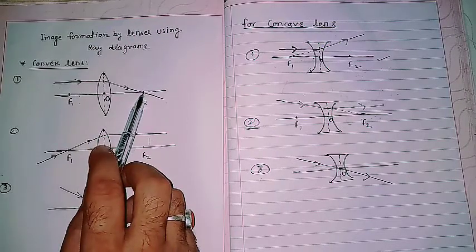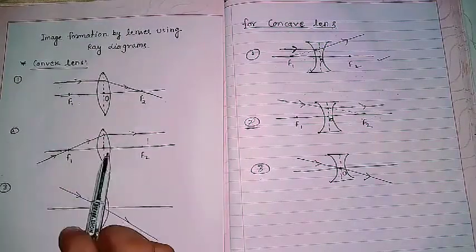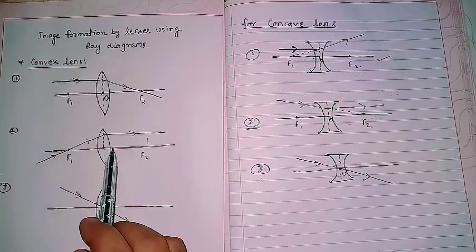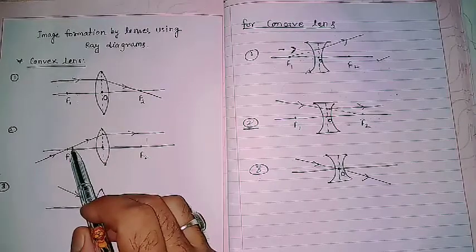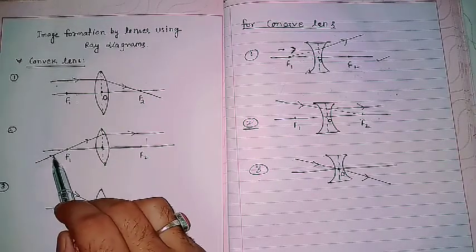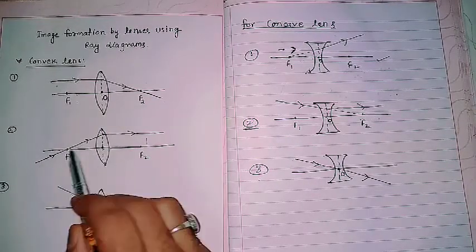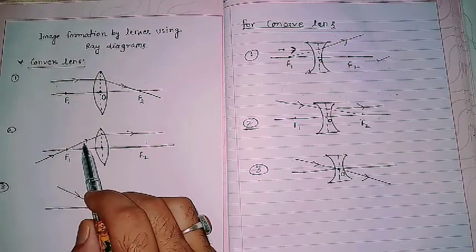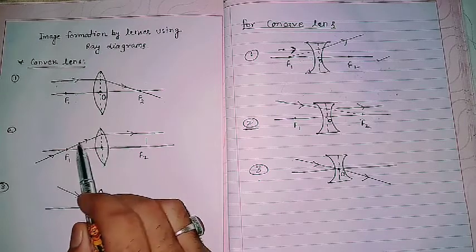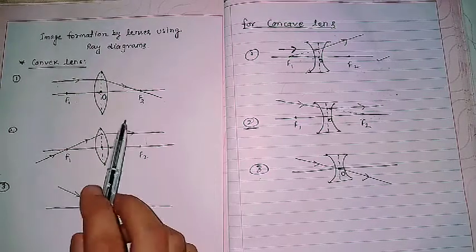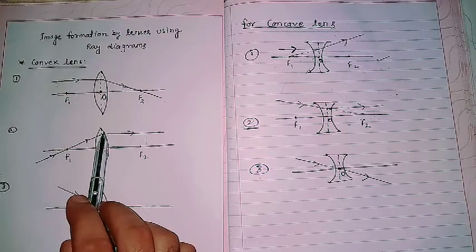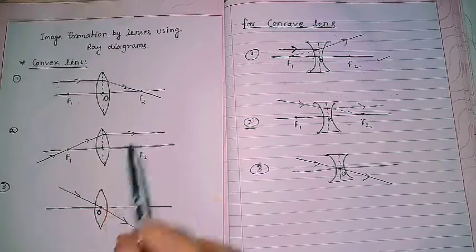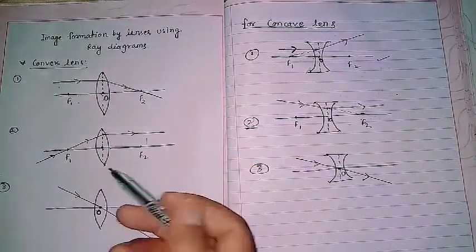focus of the lens. And the second rule, just opposite of the first rule: a ray of light which first passes through the first principal focus of the convex lens. You can see here, a ray of light which first passes through the first focus of the convex lens, after refraction travels parallel to the principal axis. So both are opposite to each other, you can understand.